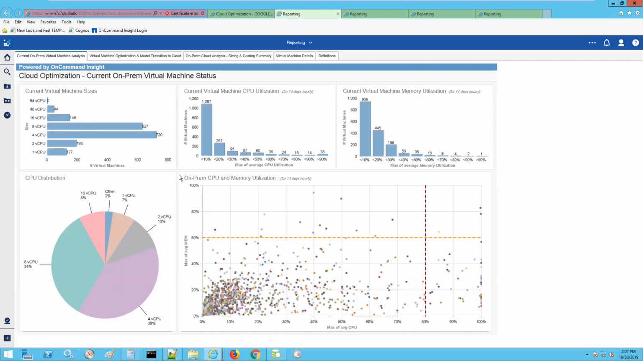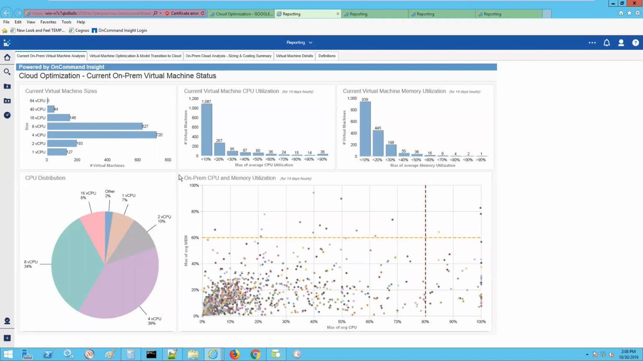Now, the thing is, in the data warehouse in OCI, we're collecting performance metrics for 14 days hourly, but then we collect daily metrics back for those 13 months. So it does make a difference what you select. I find the density of this CPU utilization and memory utilization over that 14-day hourly period seems to work best.